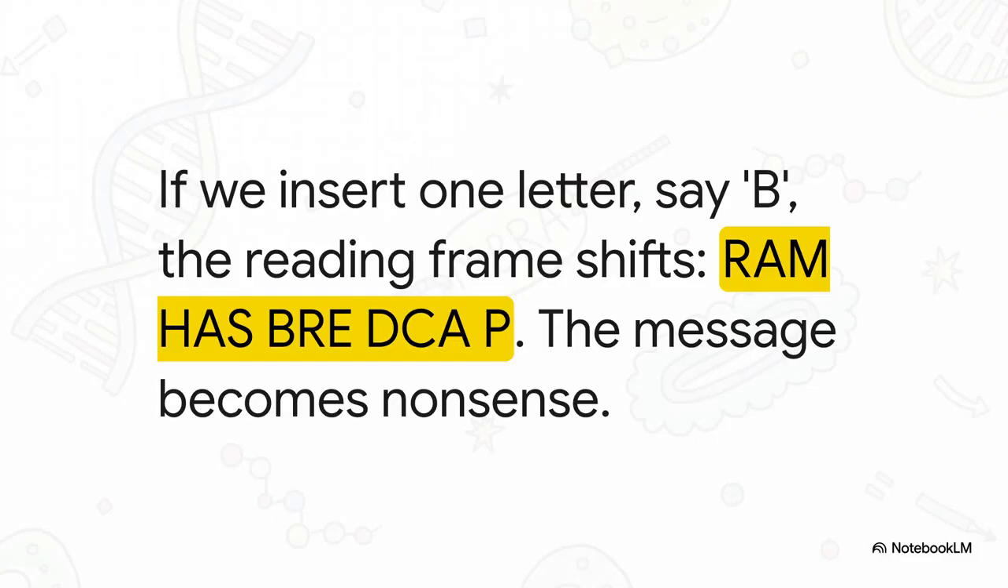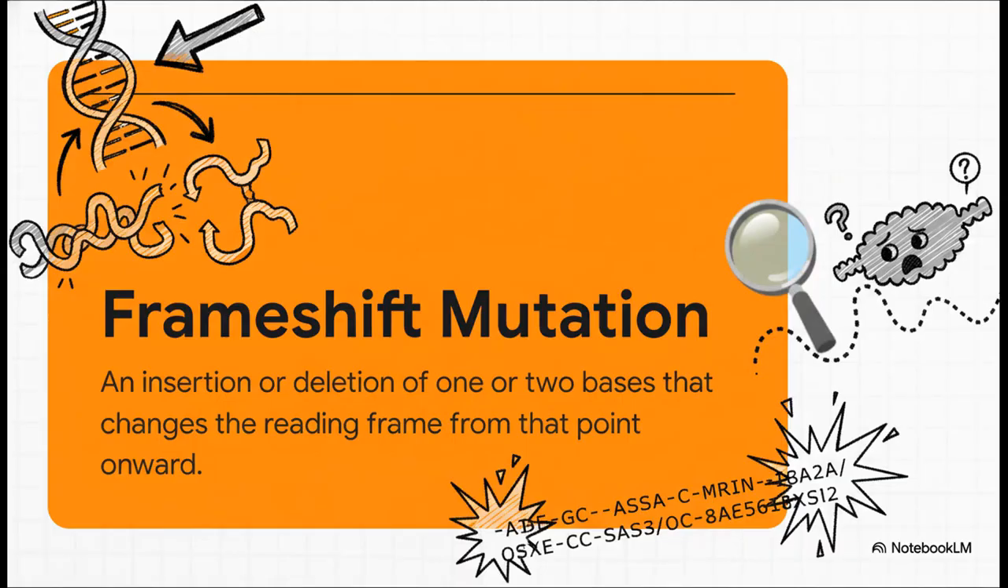Now watch what happens if we just insert 1 extra letter, a B. The first word is still fine, but look at everything after it. The entire sentence gets scrambled into complete gibberish. The meaning is totally lost. This is what we call a frameshift mutation, and in a cell, it's often catastrophic for the final protein. It just perfectly highlights how incredibly precise this whole reading process has to be.